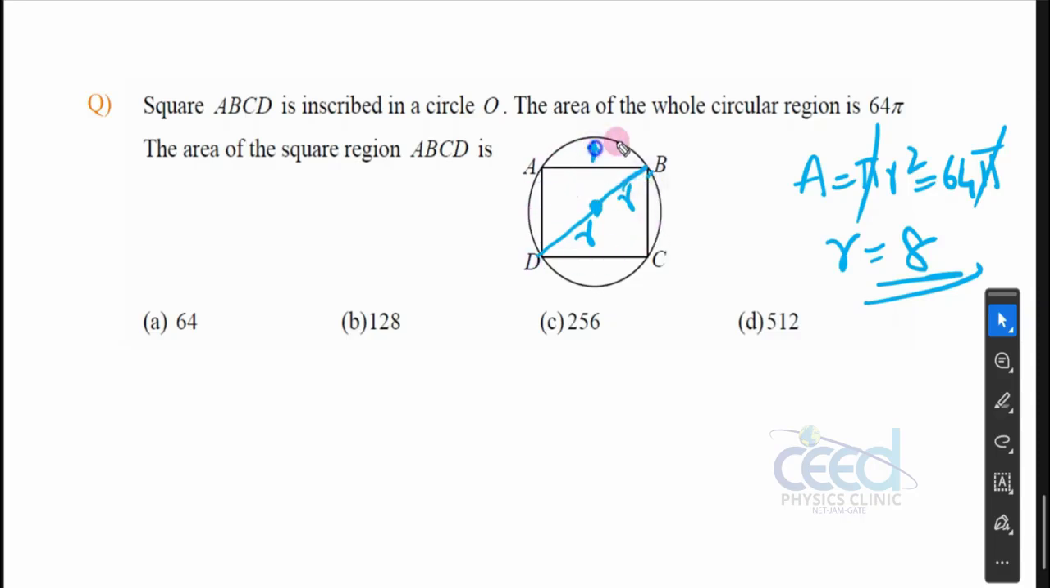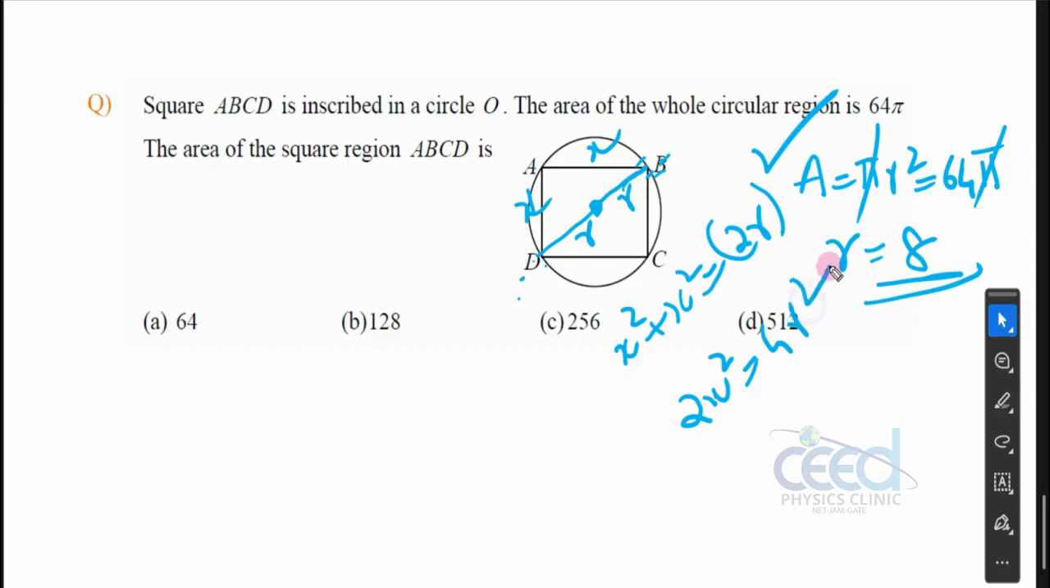Suppose the square has both sides x, then what can I write? x square plus x square is equal to (2r) the whole square, right, Pythagoras theorem. Altitude square plus base square is equal to hypotenuse square. Then 2x square is equal to 4r square, right. Then x square is equal to 2r square, then x is equal to root 2 r. Am I right? x is equal to root 2 r. Now regarding the area of the square only they are asking, right. What is the area of the square?